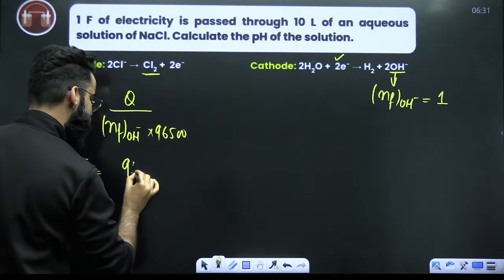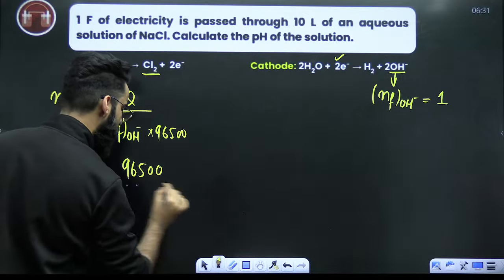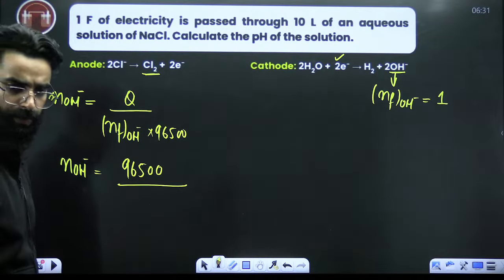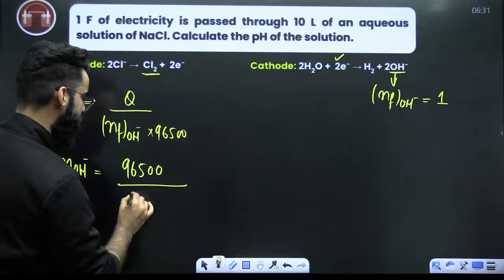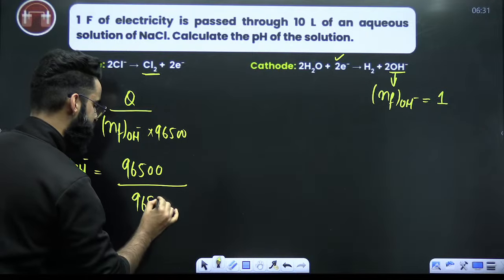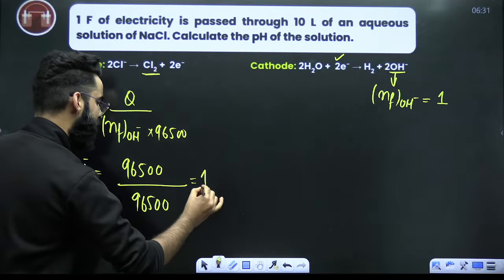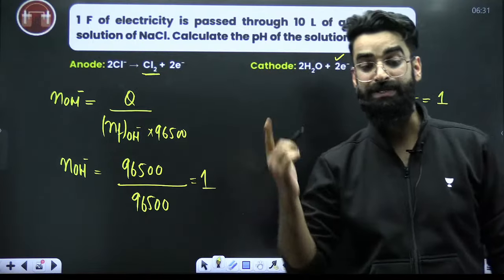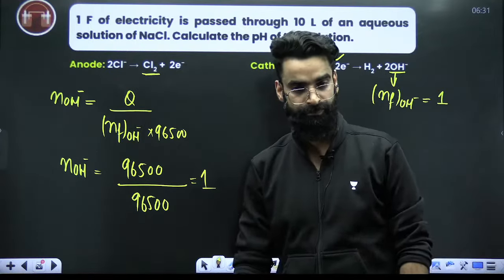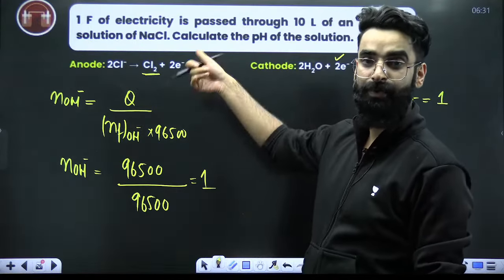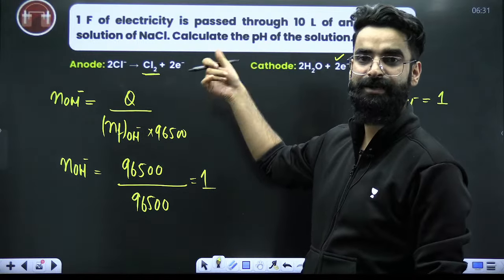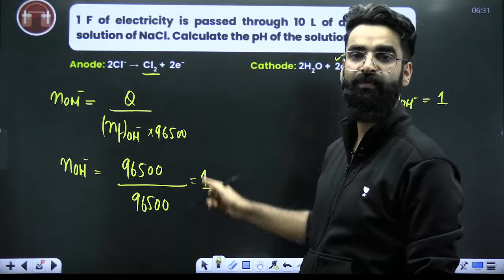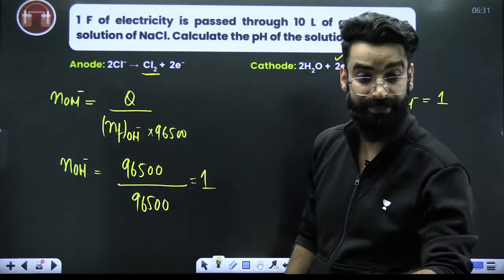1 farad means 96500 coulombs. Divide by the n-factor of OH negative, that's 1, and divide by 96500. The value is coming out to be 1. So you got to know 1 mole of OH negative is liberated into the solution. Once this electrolysis is done, you'll find 1 mole of OH negative in the resulting solution.